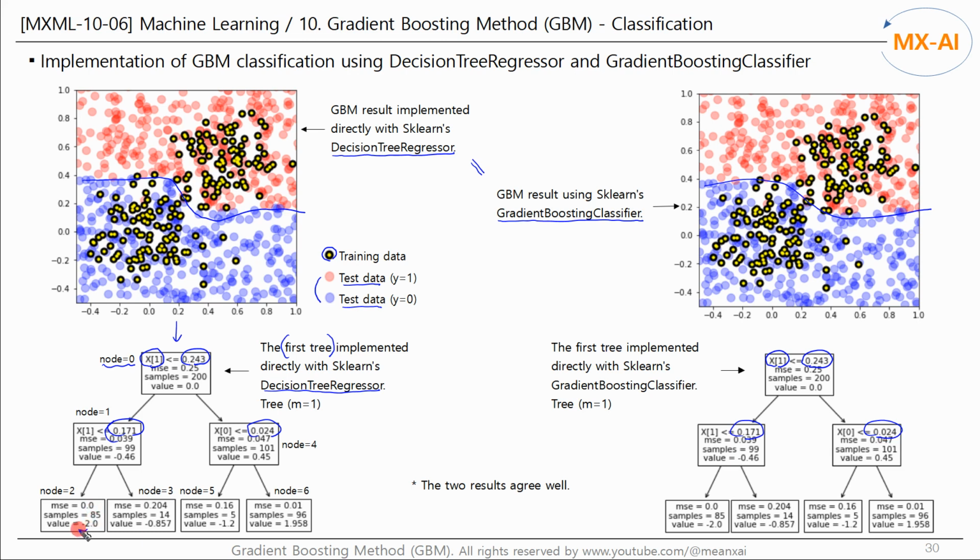And the leaf nodes contain the leaf values, gamma. Originally, each leaf node in this tree contained the mean of the residuals. But this was forced to change to the leaf value, gamma. You can see that all the leaf values of both trees match well.